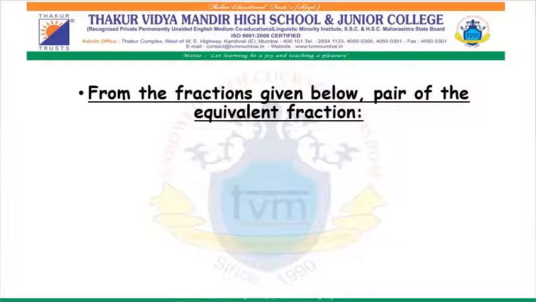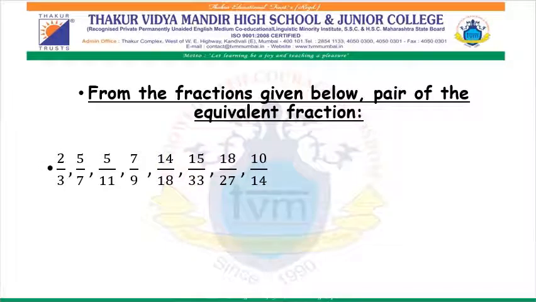Let us see few more examples to make the concept clear. Here I have given you 2 upon 3, 5 by 7, 5 by 11, 7 by 9, 14 by 18, 15 by 33, 18 upon 27 and 10 by 14. We have to find or make pairs of equivalent fractions. Let us start from the highest, that is 14 by 18.